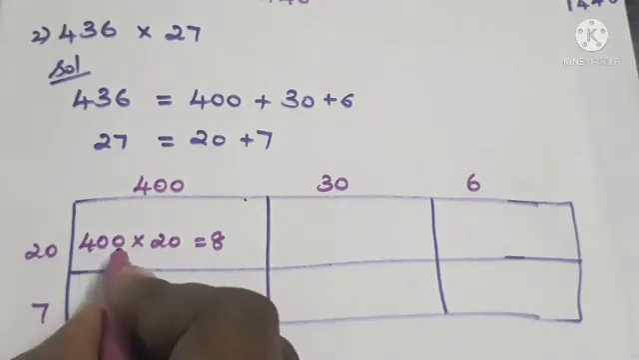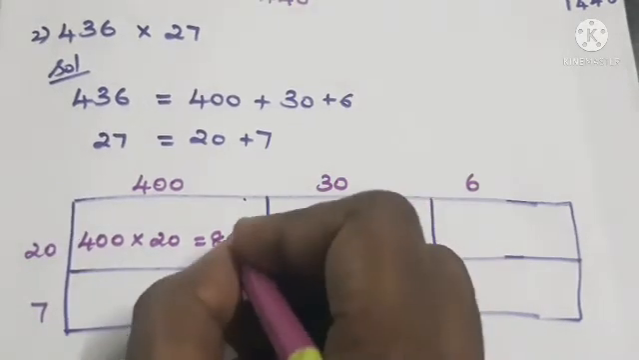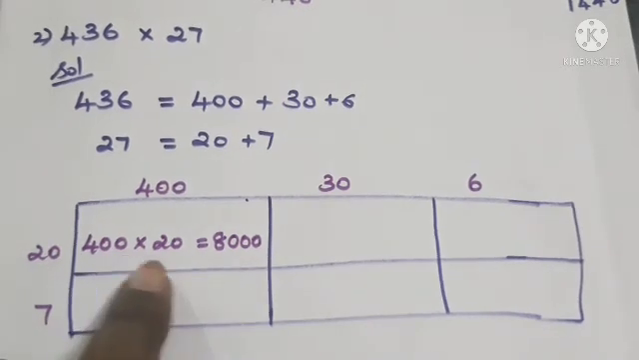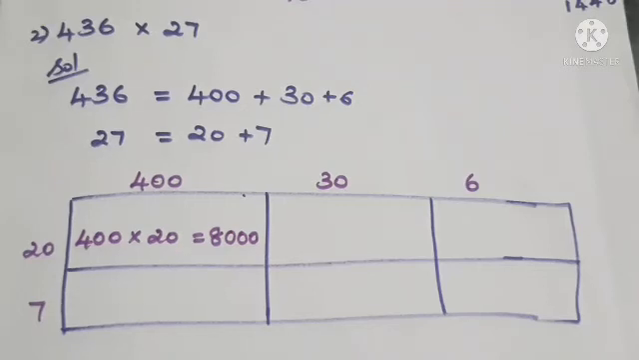So here we have 2 zeros and here 1 zero. If you add, that means 1, 2, 3. 3 zeros are there. So we have to place the 3 zeros at the back of it. So we will get 8,000 as the answer. If you multiply 400 by 20, we will get 8,000 as the answer.